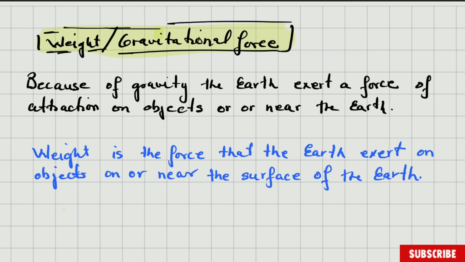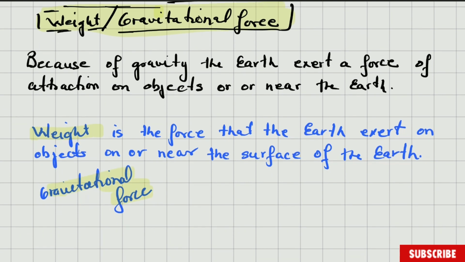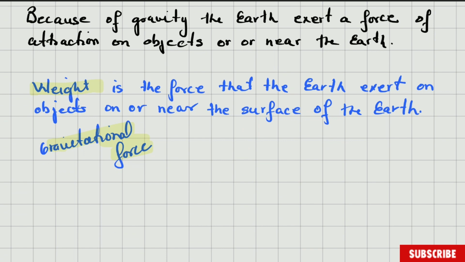This is sometimes also called gravitational force, and that is also correct. So you can either say weight or gravitational force. I prefer weight, but it's entirely up to you and your teacher at school. Now the symbol for this type of force is W or Fg. Both of them are used for either weight or gravitational force.